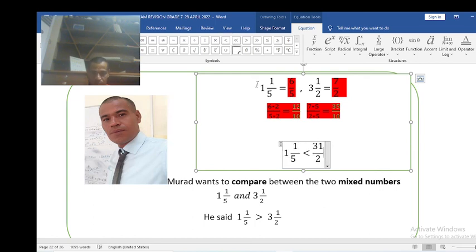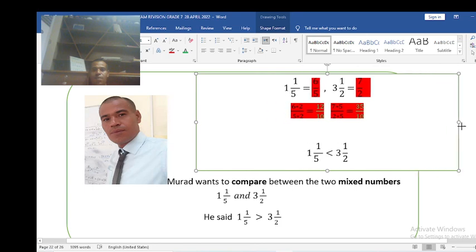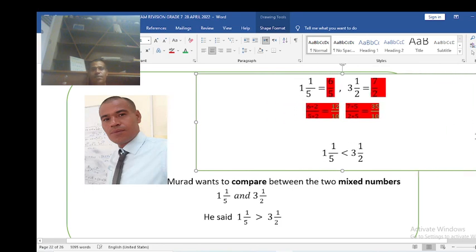So that's why the answer is you should write false. Clear? I wish that you got the point. How can you solve this kind of question? It's easy. Of course we are going to write no. No is false. Then let's see the explanation.